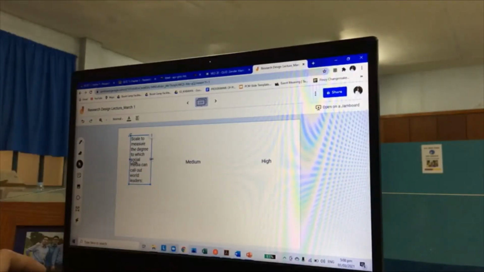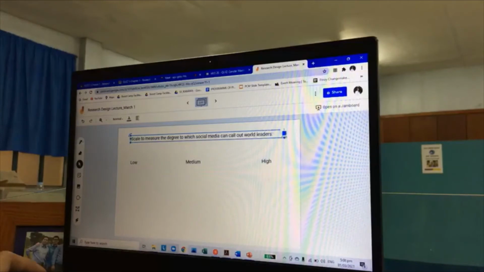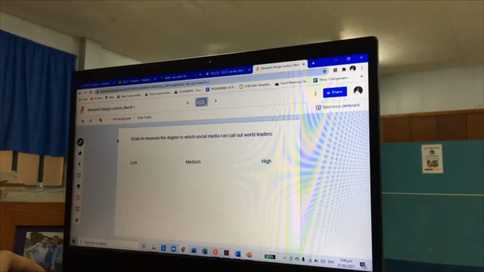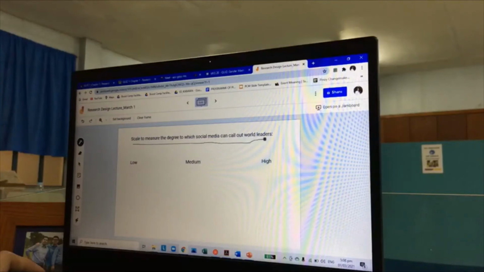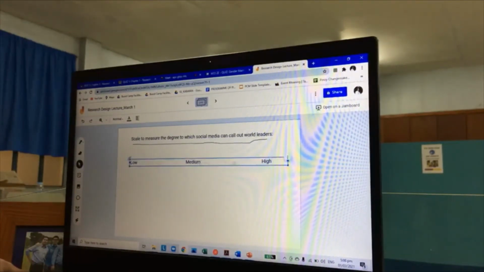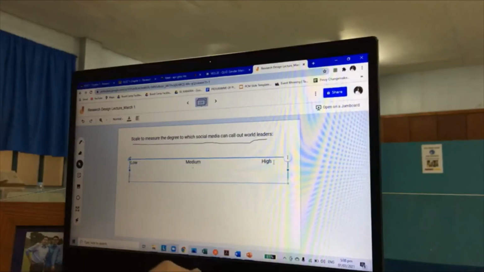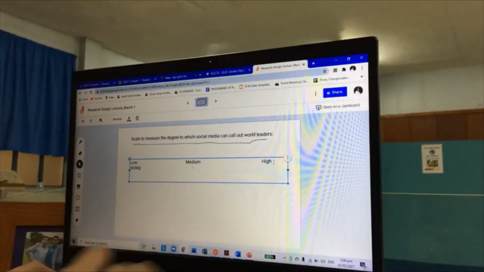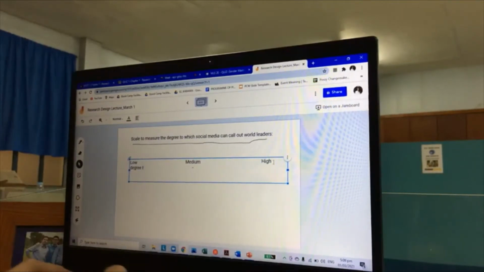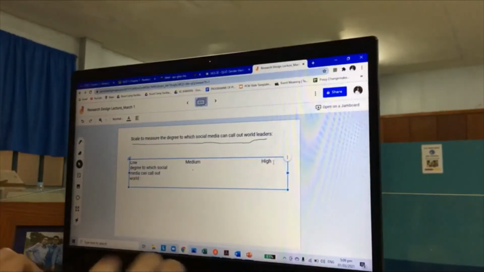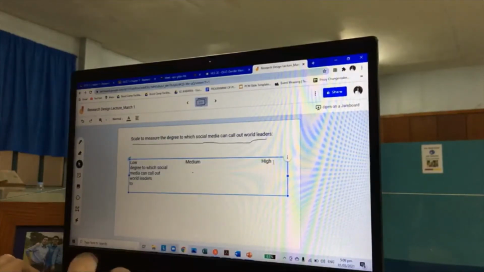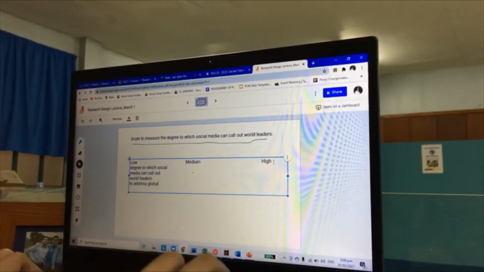So since this is the scale that we're trying to create, the scale can be low. What type of low? Low degree to which social media can call out world leaders to address global problems. So, low degree.